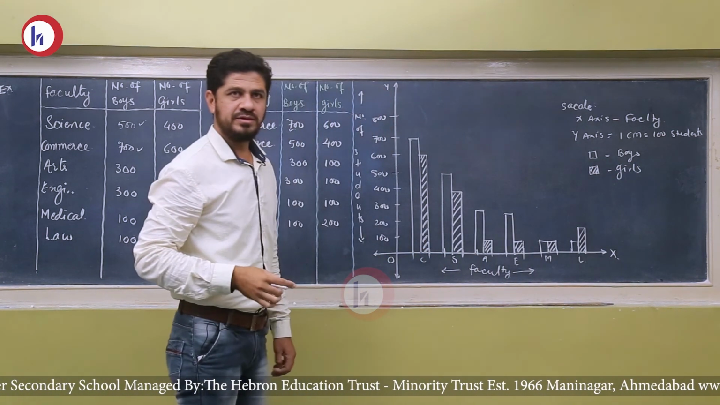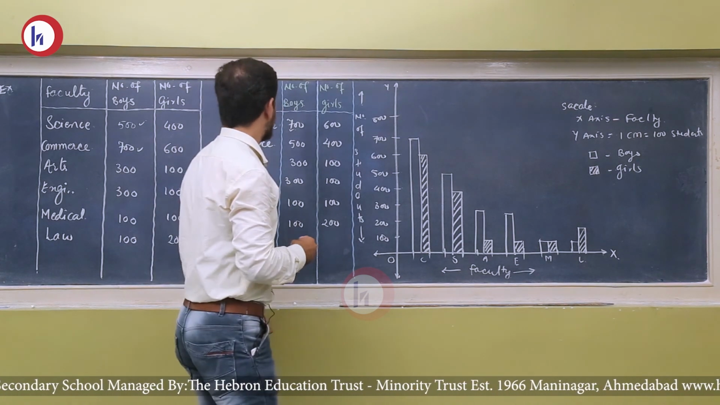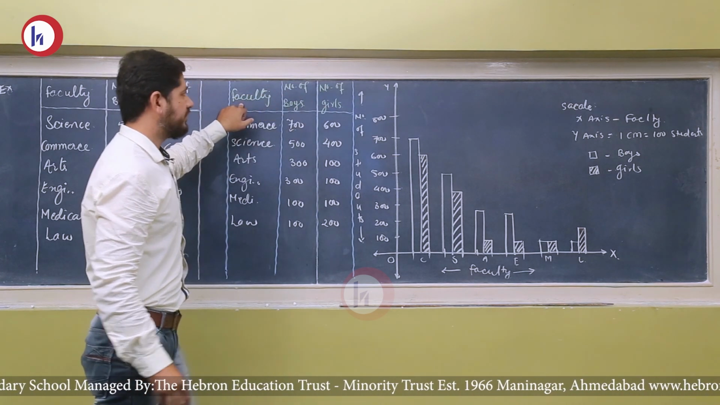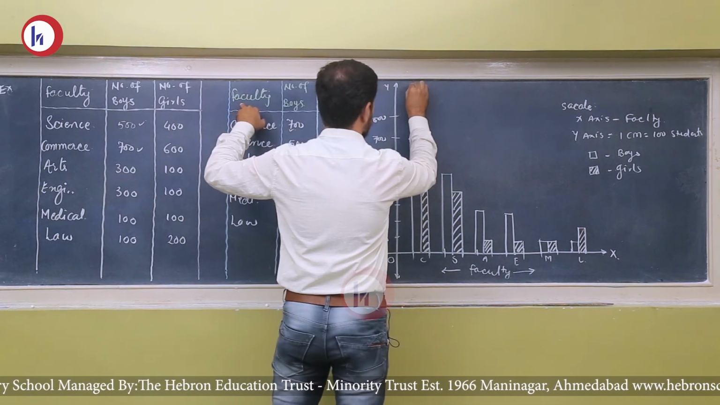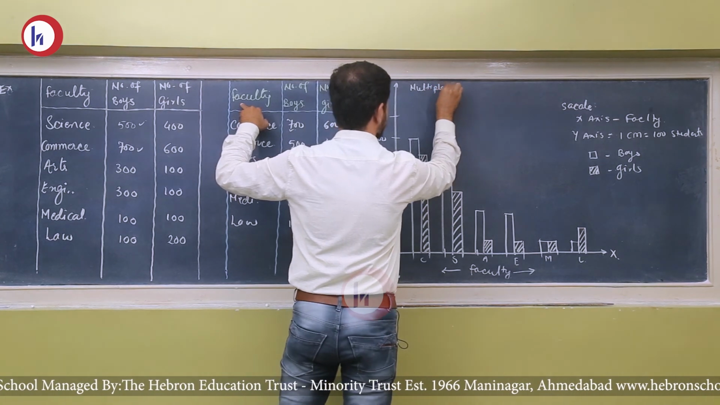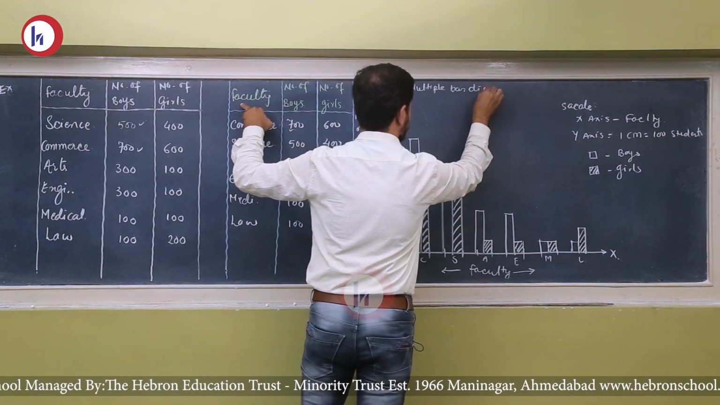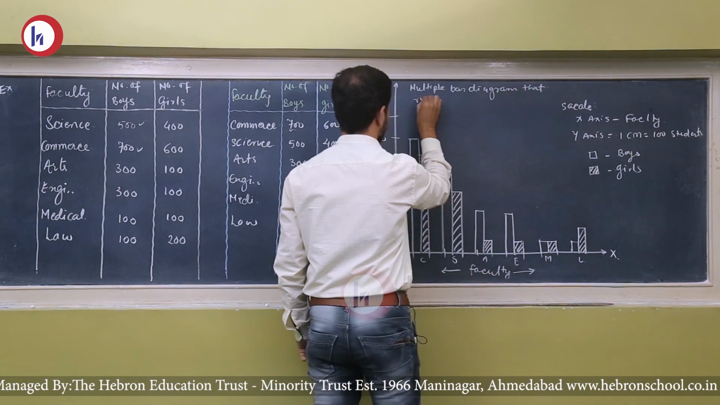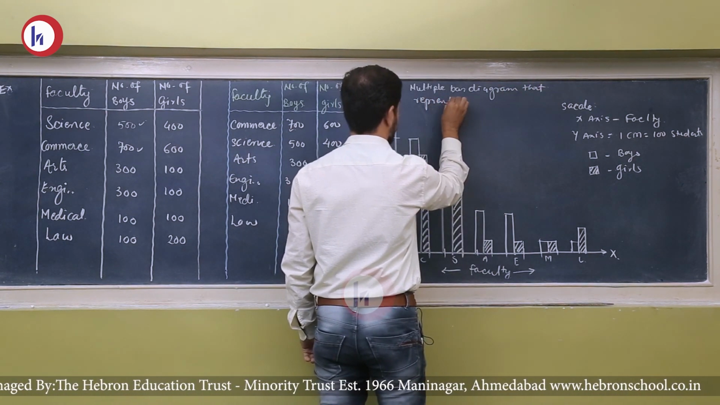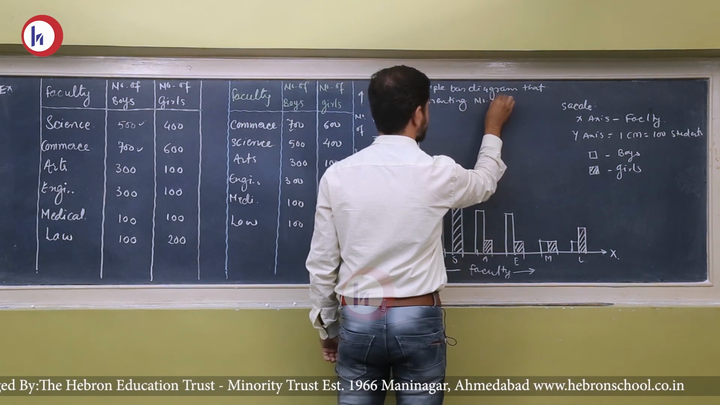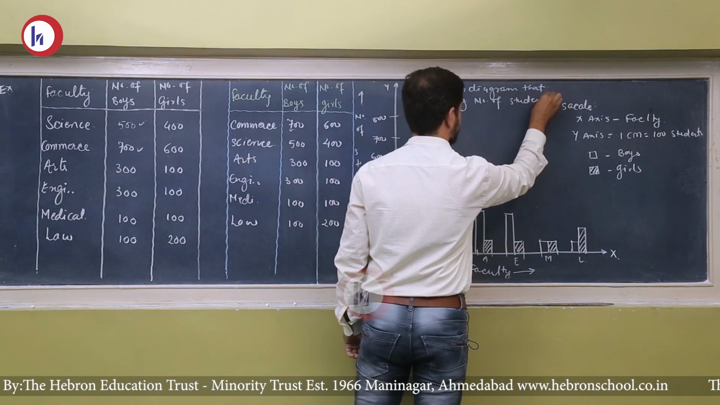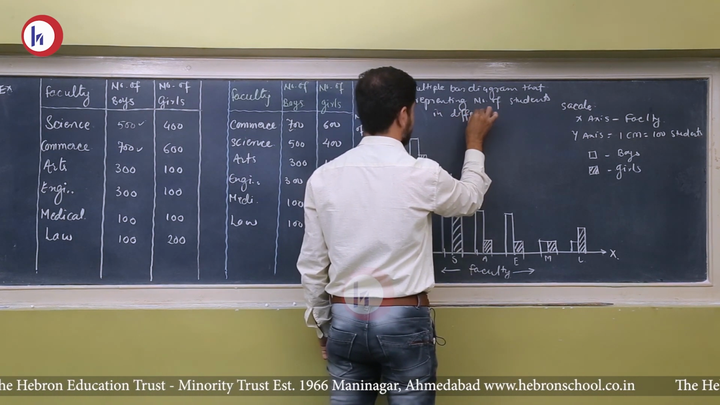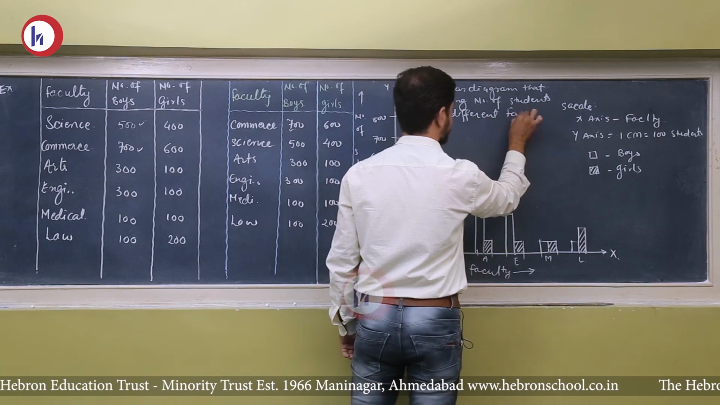What is remaining? The title of the graph. Okay, so number of students, boys and girls of different faculties. So the multiple bar diagram representing number of students in different faculty.